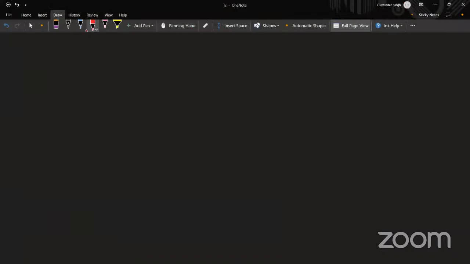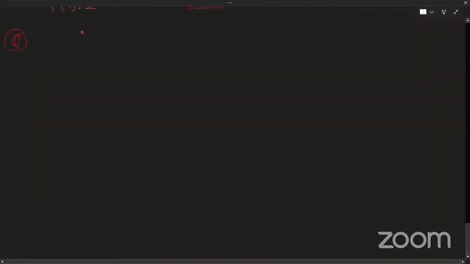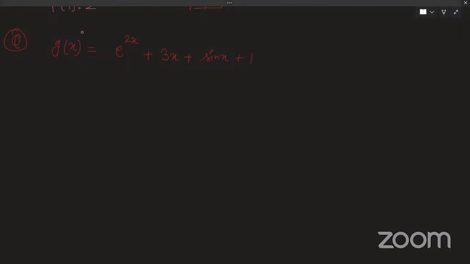So fine. Let us continue. Chain rule questions. Okay, so this one is a really good question. So you have got a function g of x, e raised to 2x plus 3x plus sine x plus 1. This is a function g, and it is told to you it is a continuous and differentiable function.